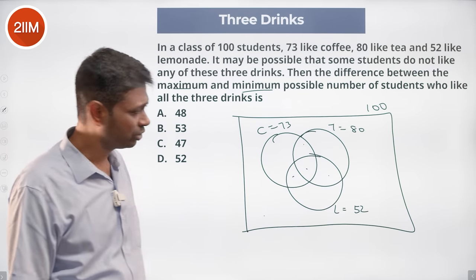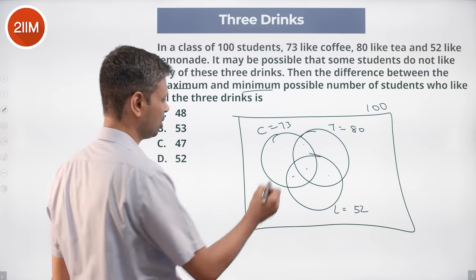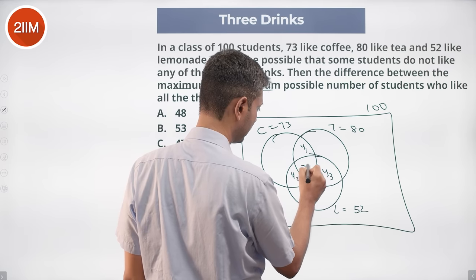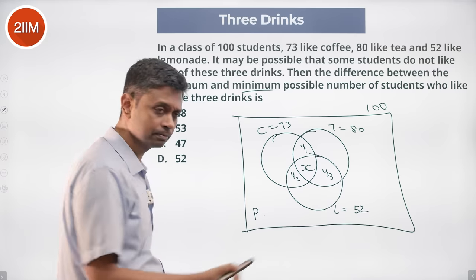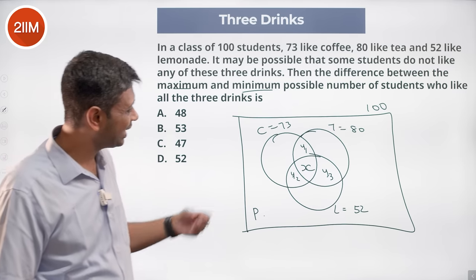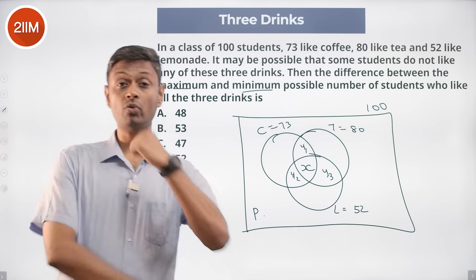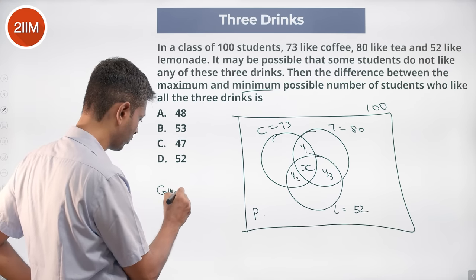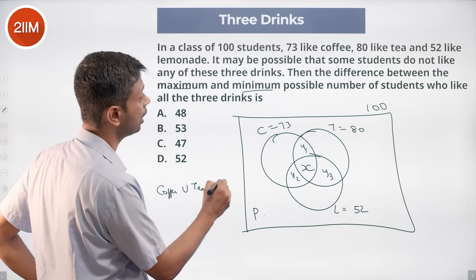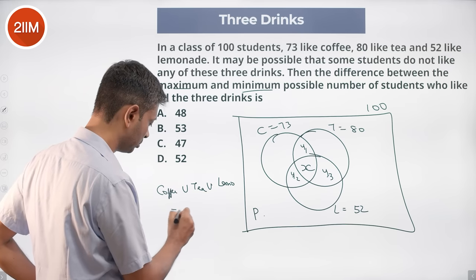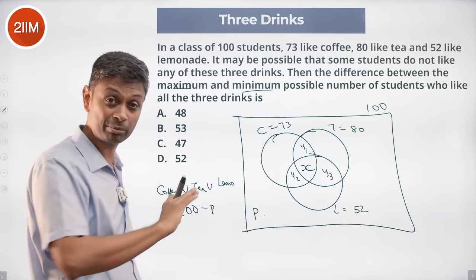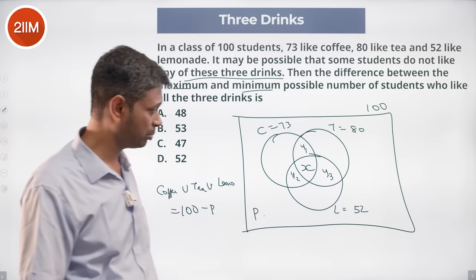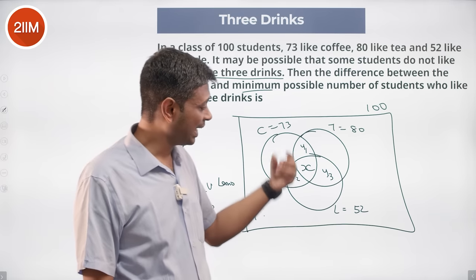So how do we do this? It's a very beautiful algebraic method for this. Call these y1, y2, y3. Call this number x. Outside, let it be p. Now, if I add c, t and l, that is coffee, tea and lemonade, I'm interested in finding coffee union tea union lemonade. This number is 100 minus p. Chances are we'll put p as 0 and then simplify this. But I still want to put p because they said some students do not like any of these three drinks. That's given. So 100 minus p. My starting point is add coffee, add tea, add lemonade. I'm going to do that.